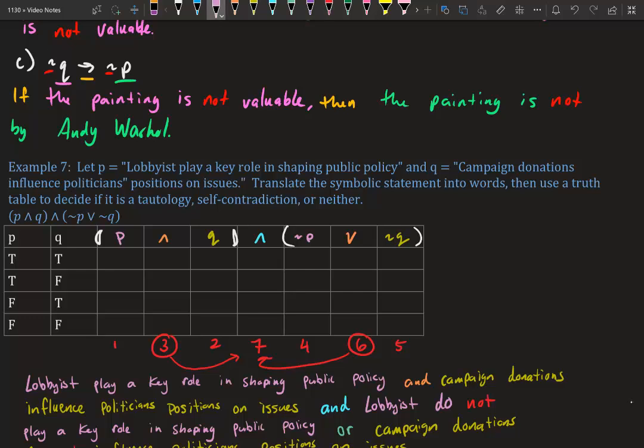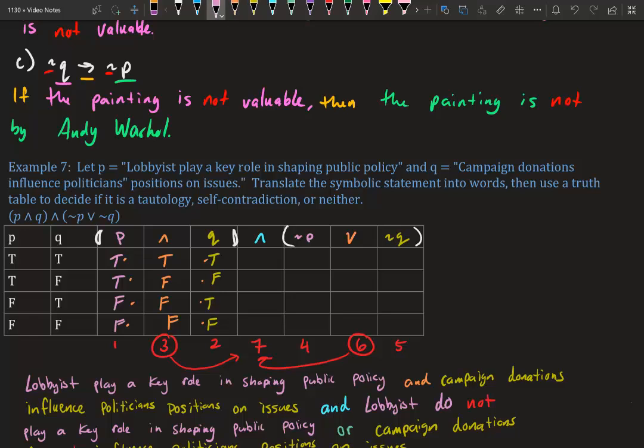So let's rewrite P. We have T, T, F, F. Q, we have T, F, T, F. Let's bring it together with and. So T, T, that's true. True, false, that's false. False, true, that's false. False, false, that's false. Let's move on to our other set of parentheses.